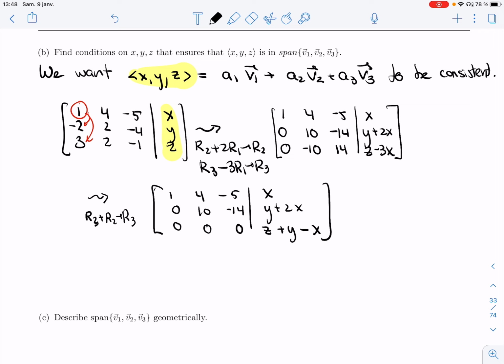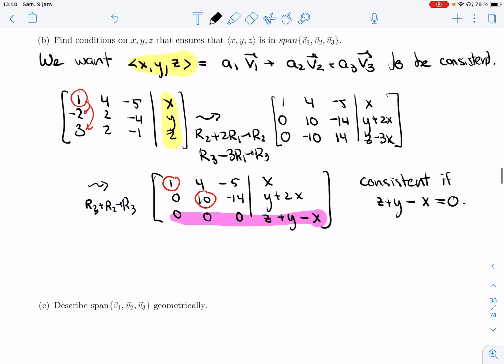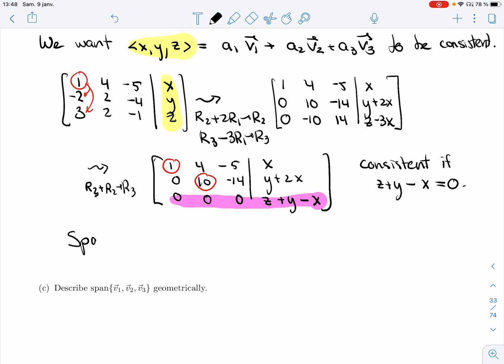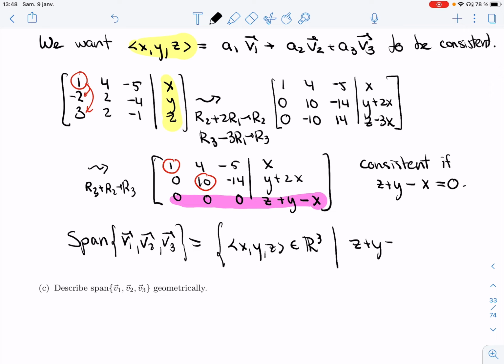All right, so I have my two leading entries, so these rows are fine. The only question is whether that third row is consistent or not. It's going to be consistent when the last entry, so z plus y minus x, is 0. All right, z plus y minus x is 0, and so that's the span. So the span of v1, v2, v3 is the set of all x, y, z in R3 so that z plus y minus x is 0.